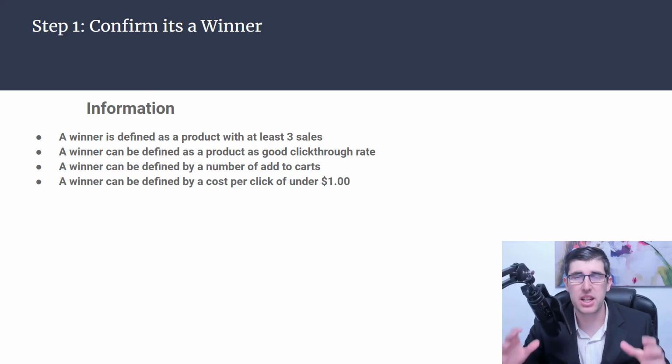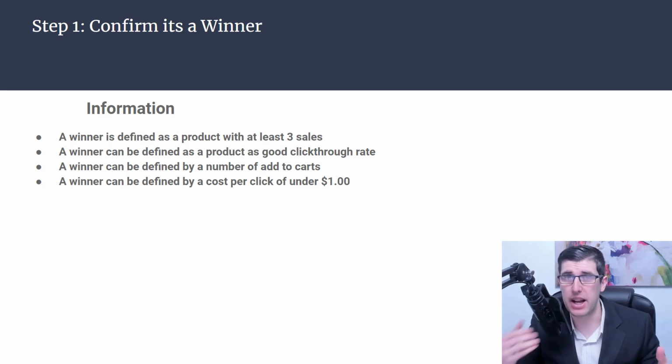Step number 1, confirm it's a winner. As a part of the scaling strategy, it's important we understand what a winner is, and we need to confirm it. There's a couple of key areas that I look at to determine if I actually have a winning product. A winning product is a sign, in my opinion, that you have 3 sales. 1 sale is a fluke, 2 sales is okay, things looking good, 3 sales is clearly there's market interest. Once you have 3 sales, that's a confirmed winner. There are different opinions, but that's the way I look at it. The golden rule is 3.